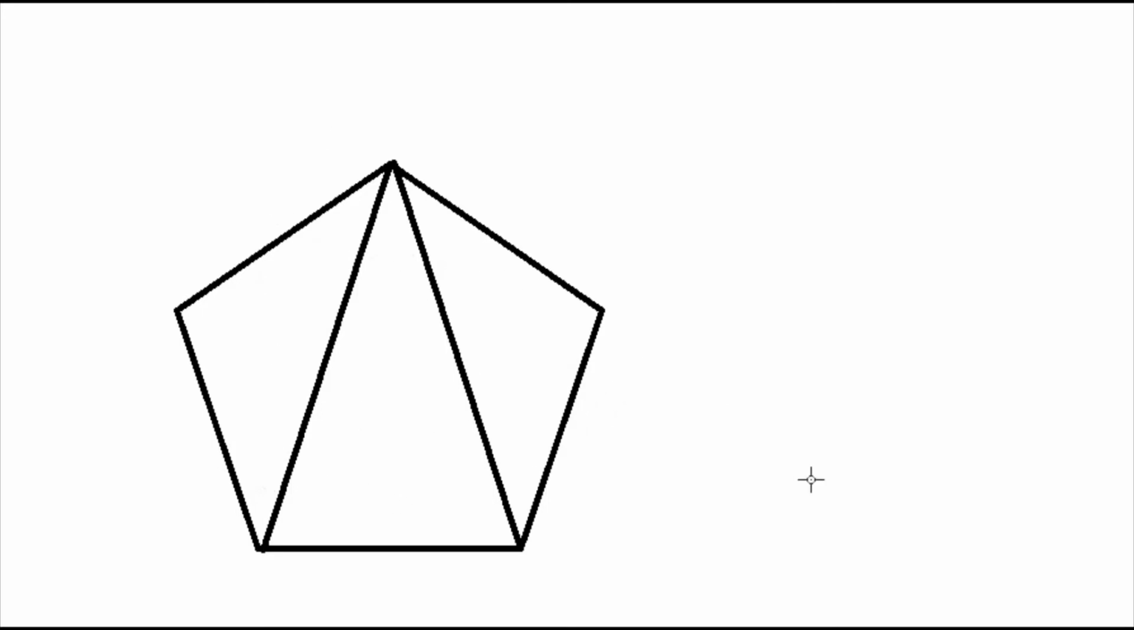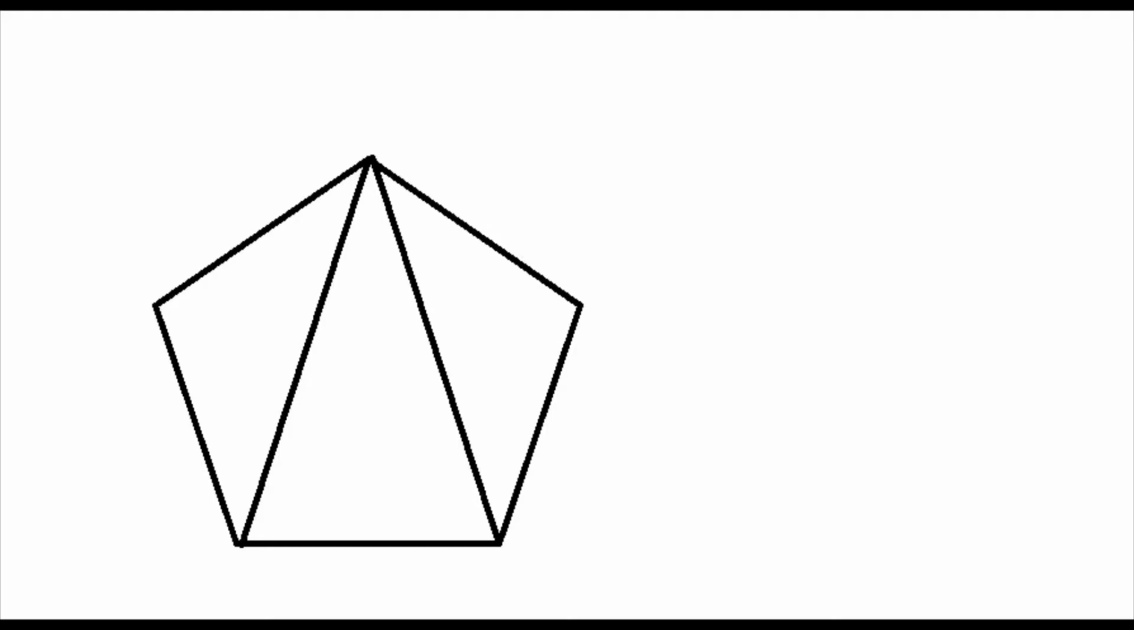And they also found that the minimum number of triangles that we can obtain by dividing a polygon by straight lines is the number of edges minus 2. Now when we take this polygon, this is a pentagon, so it has 5 straight edges, and 5 minus 2 is 3, and for sure there are 3 triangles.